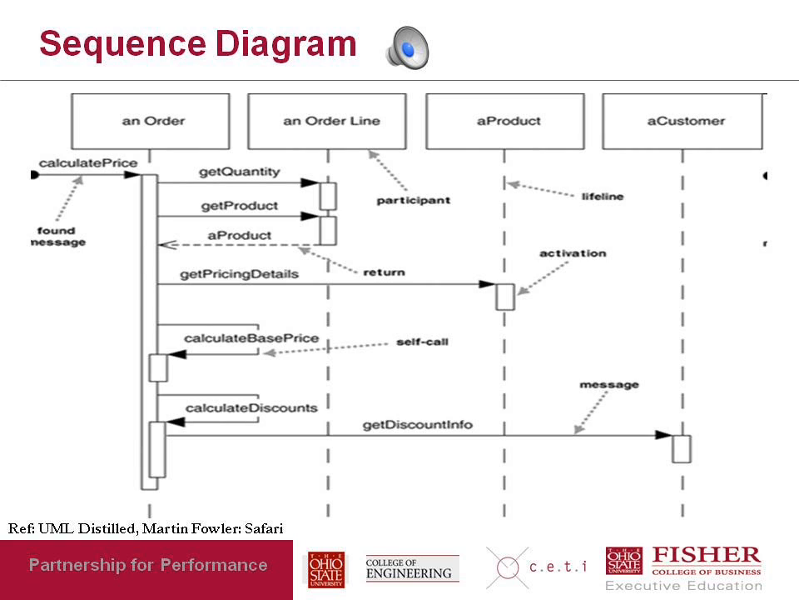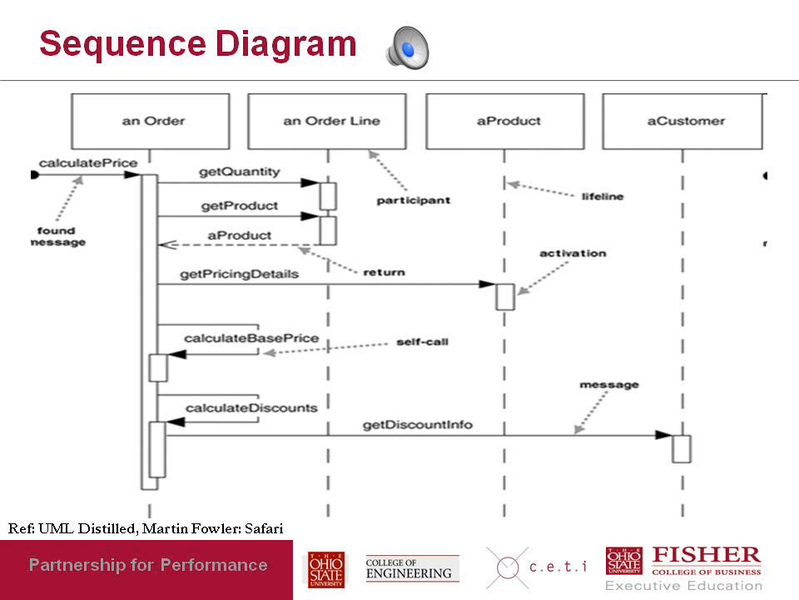Okay. Then linking these lifelines together are messages. So calculate price is a message that is being received and being processed by an order. Get quantity and get product are messages being generated by an order and sent to an order line. A product, that dotted line coming back from an order line back to an order, is a return message.